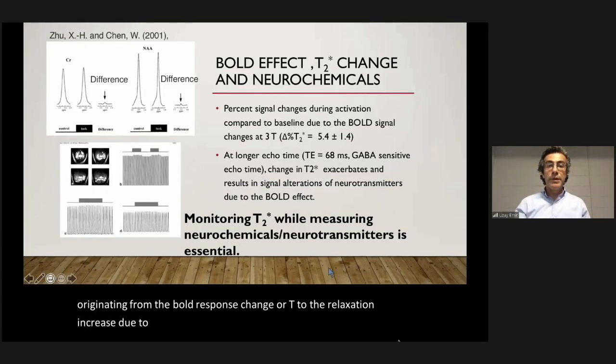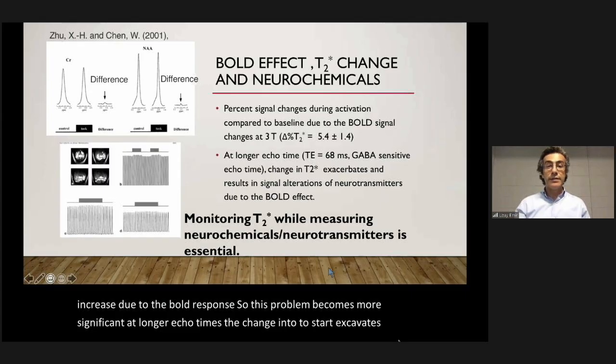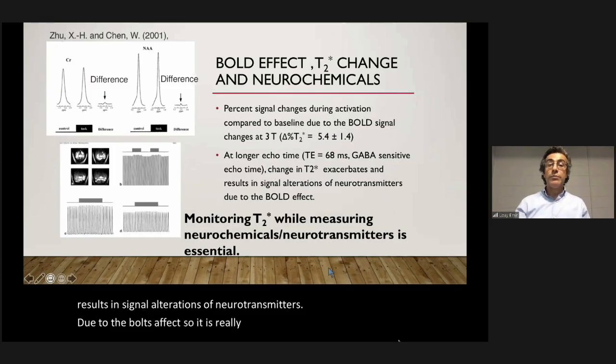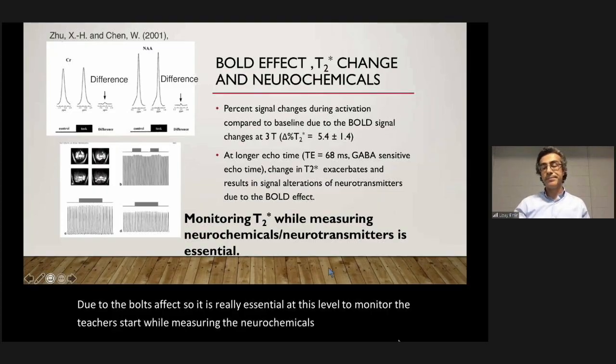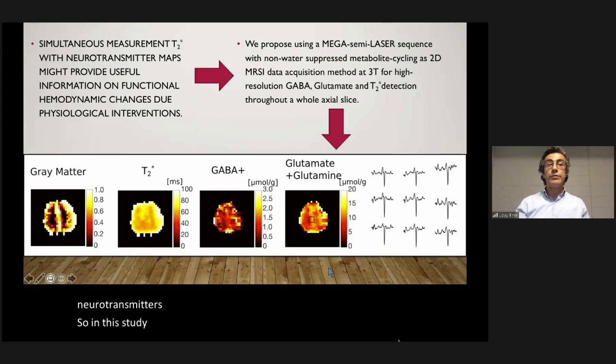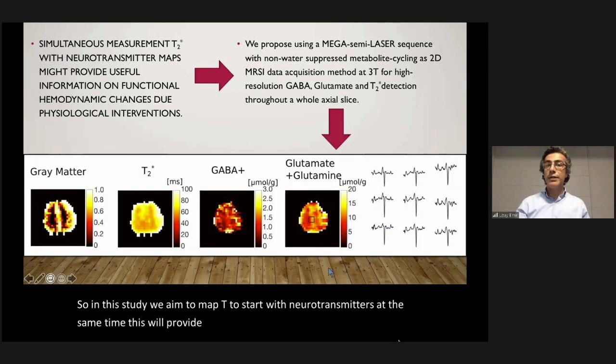This problem becomes more significant at longer echo times. The change in T2* exacerbates and results in signal alterations of neurotransmitters due to the BOLD effect. So it is really essential at this level to monitor T2* while measuring the neurochemicals or neurotransmitters. In this study, we aim to map T2* with neurotransmitters at the same time. This will provide useful information on functional hemodynamic changes due to physiological interventions.